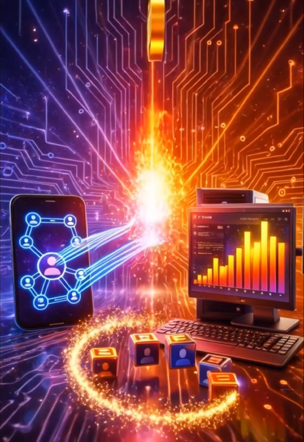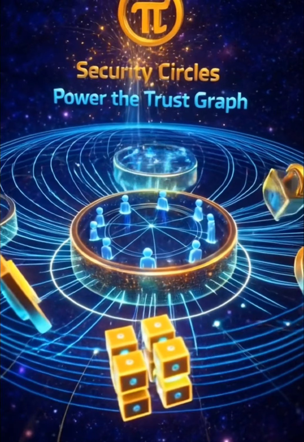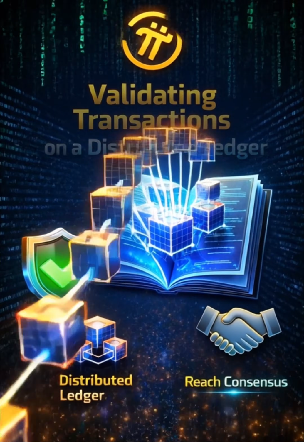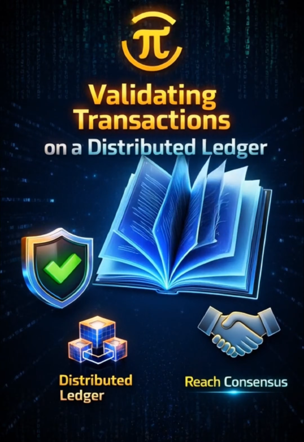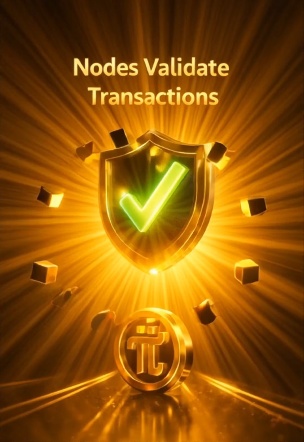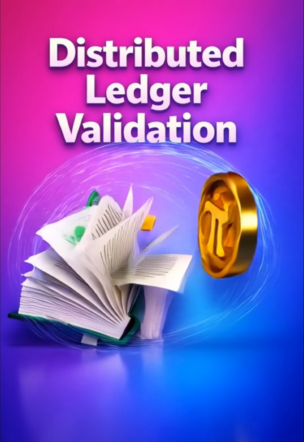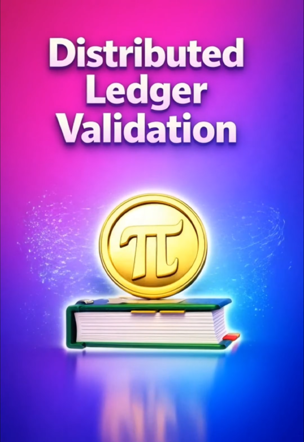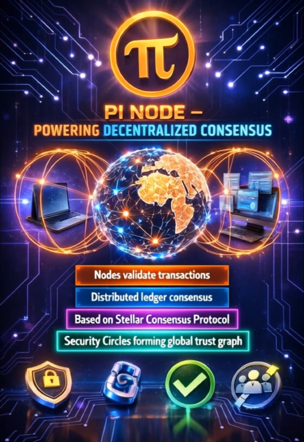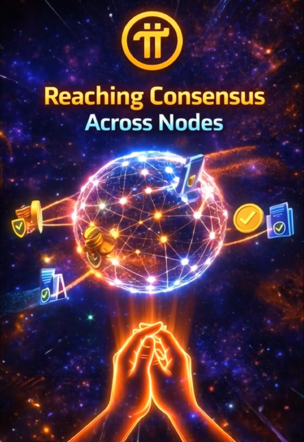the blockchain itself. Unlike mobile mining, which allows users to demonstrate trust and grow the network socially, running a node means actively participating in transaction validation and distributed ledger maintenance. Just like other blockchain networks, Pi nodes are responsible for validating transactions on a distributed ledger and resolving the fundamental challenge of distributed currencies, ensuring that all participants agree on the correct order of transactions. This agreement process is known as consensus.